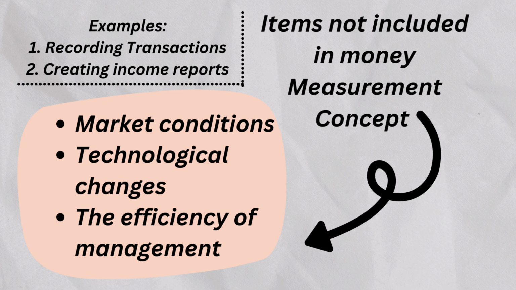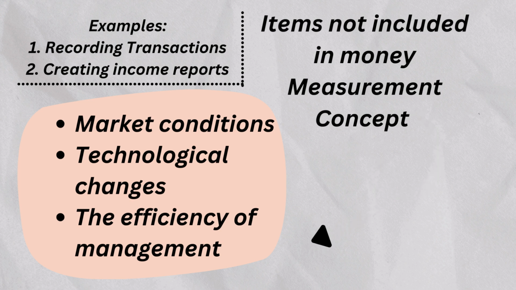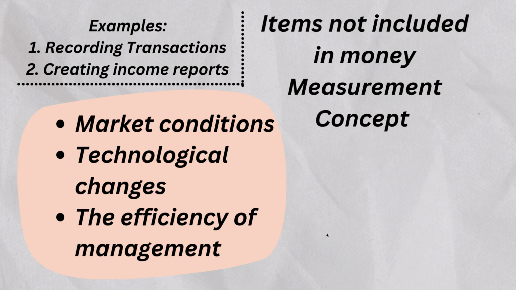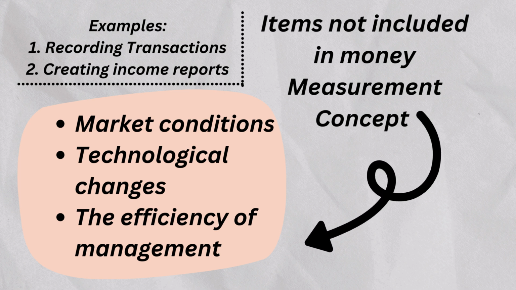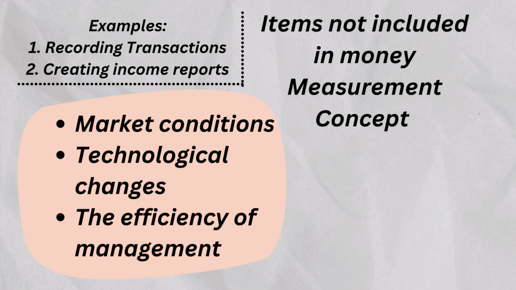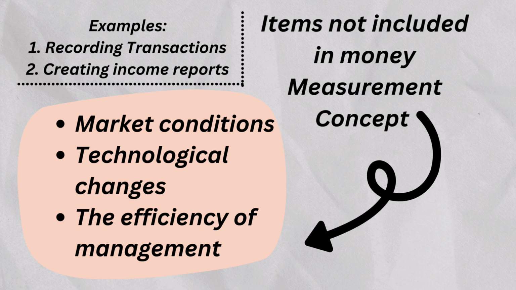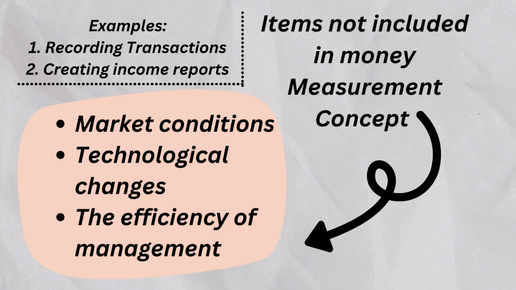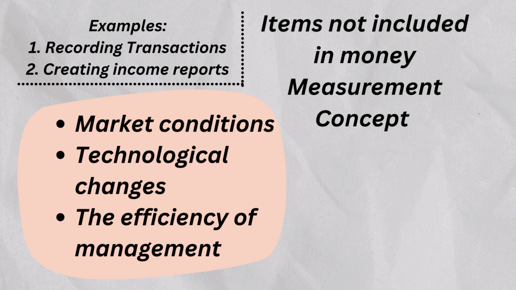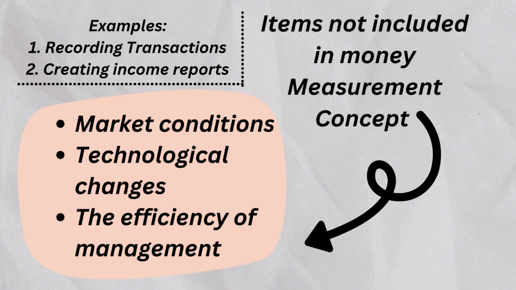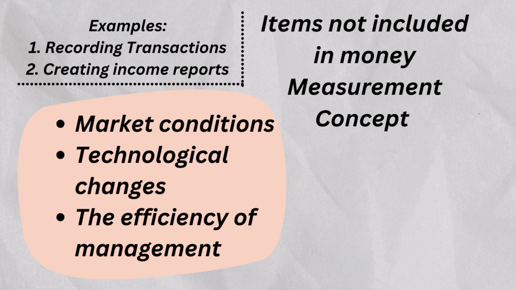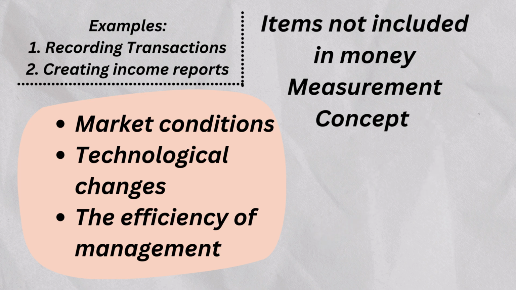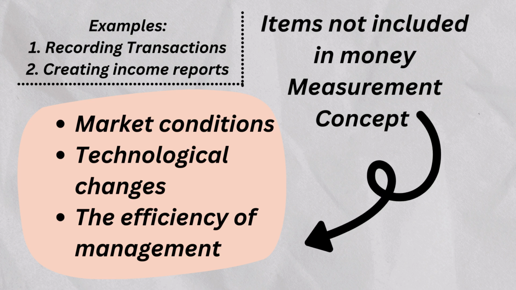Okay. And there are certain items which are not included in the money measurement concept, like market conditions, technological changes, the efficiency of management. These things are not recorded in the money measurement concept. Why? Because those are subject to market risk and those are qualitative matters, right? That's why we don't include them under the money measurement concept. Is that clear?